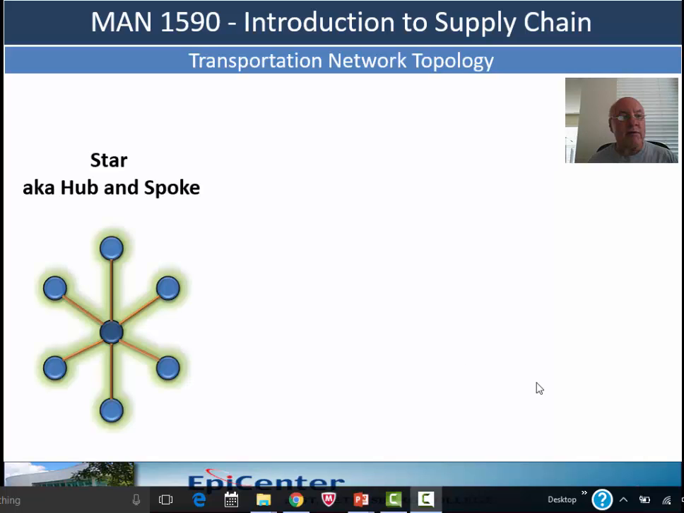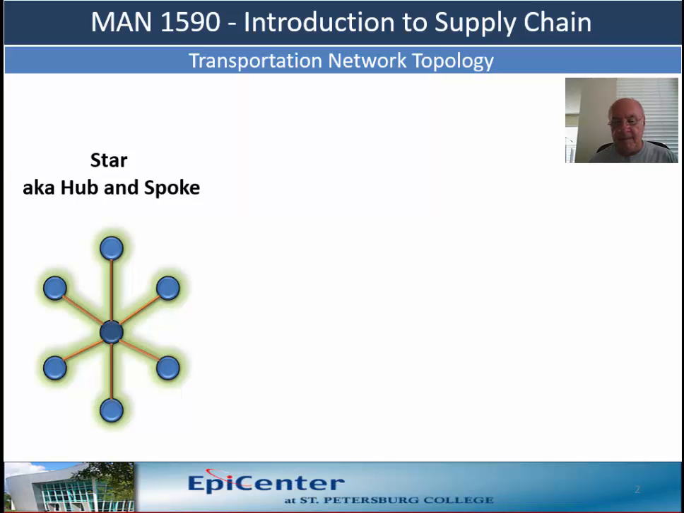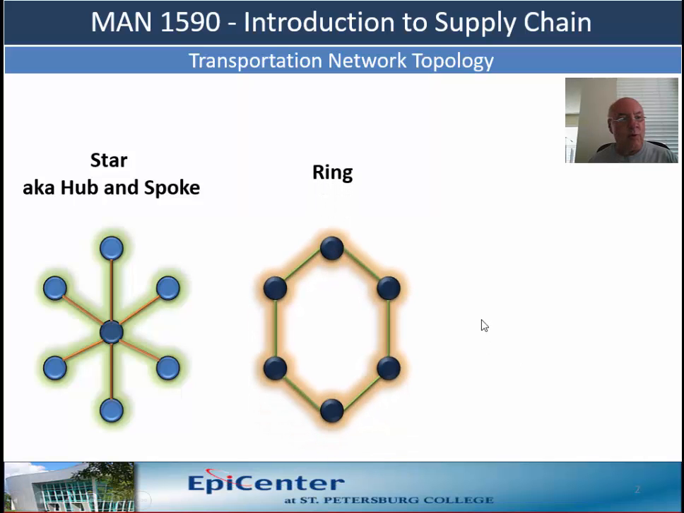There are several types of transportation network topologies. The star, or the hub and spoke topology, is what we typically see at Tampa International Airport. The ring topology is one that we see in a freeway that surrounds the outer edge of a city, commonly known as Beltway, which we find in Washington, D.C. or Houston, Texas, for example.